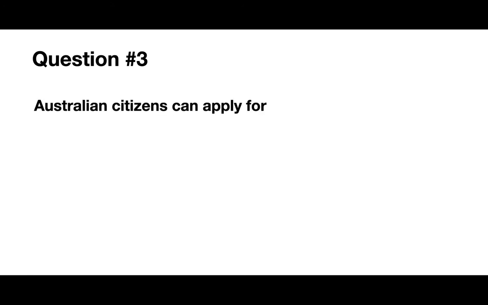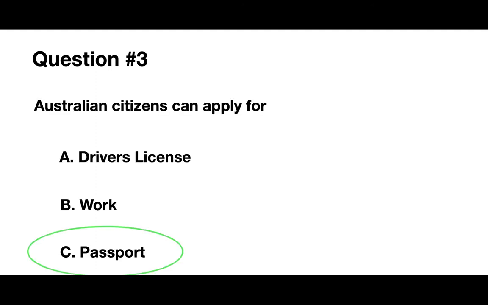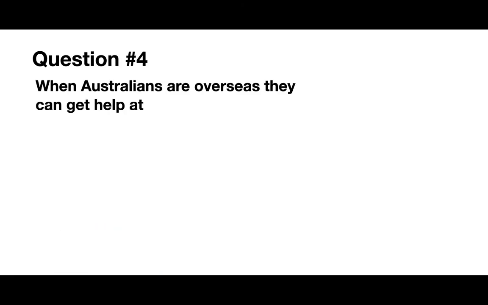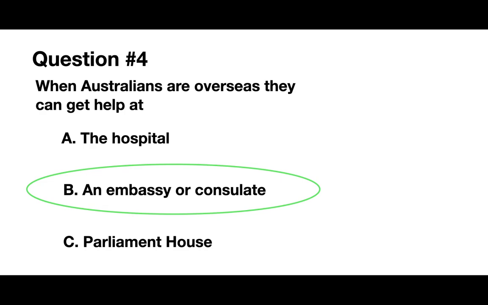Question number 3. Australian citizens can apply for A, driver's license, B, work, C, passport. The answer is C, passport. Australian citizens can apply for a passport if they want to travel overseas. Question number 4. When Australians are overseas, they can get help at A, the hospital, B, an embassy or consulate, C, Parliament House. The answer is B. When Australians are overseas, they can get help at an embassy or consulate.